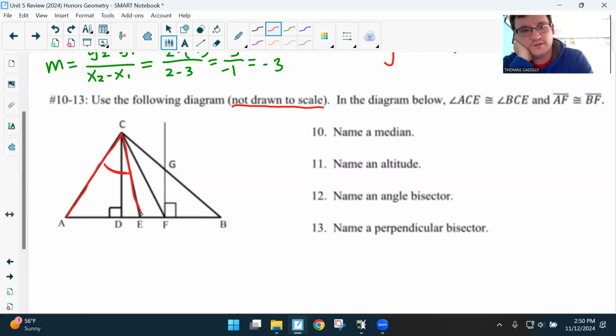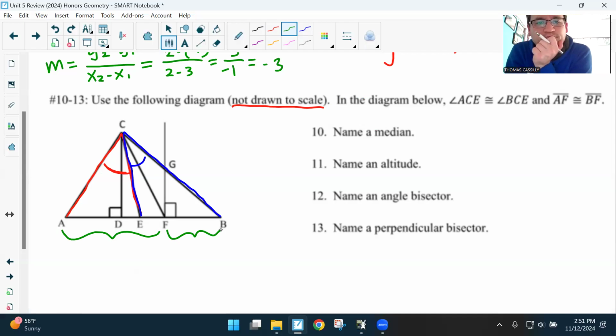That angle is congruent to BCE. So BCE is this guy right here. Right. So they're saying those are congruent. Whether or not they are congruent, it doesn't matter. Or whether or not you think they're congruent, doesn't matter. Directions say they are. So guess what? They are. AF. All right. This segment right here is congruent to BF. This congruent. All right. So those, they don't look congruent, but guess what? They are. All right. What does it mean about point F? Point F is a midpoint.